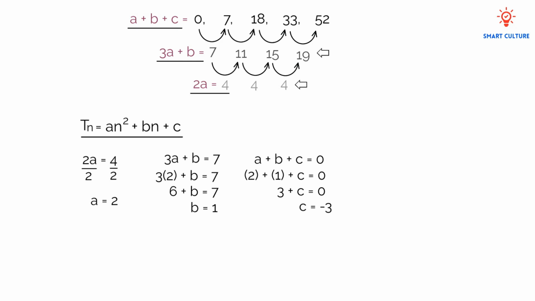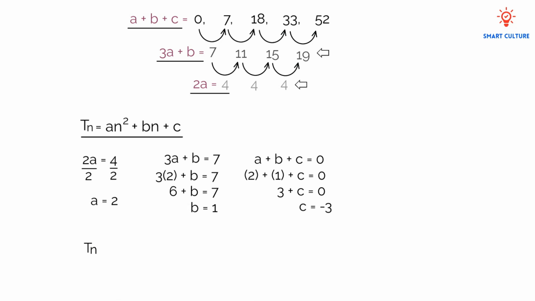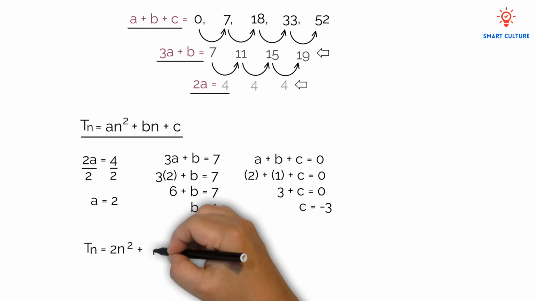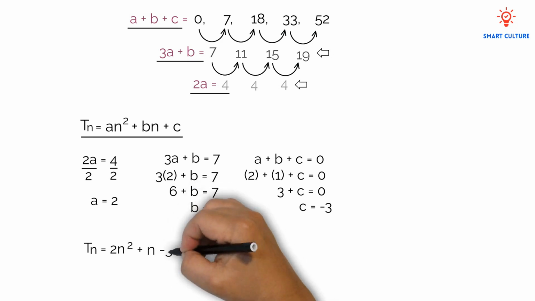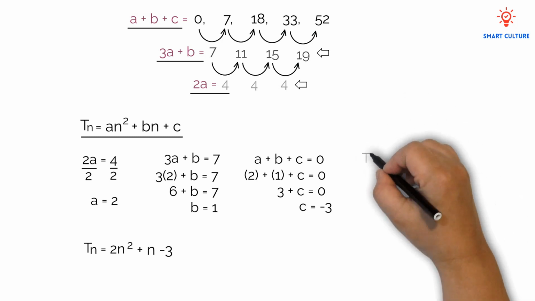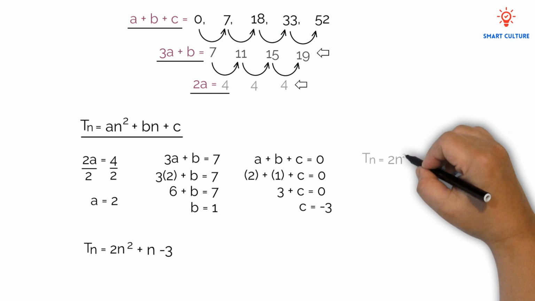Tn is equal to an squared plus bn plus c. a is equal to 2, b is equal to 1, so we don't write it, and c is equal to negative 3. So the rule for this quadratic sequence will be 2n squared plus n minus 3. Now let's test this rule to see if it is correct. So we know that the value for the second term is 7. So what we'll do is we'll use this to determine if our rule is correct. So instead of writing n, we write 2.